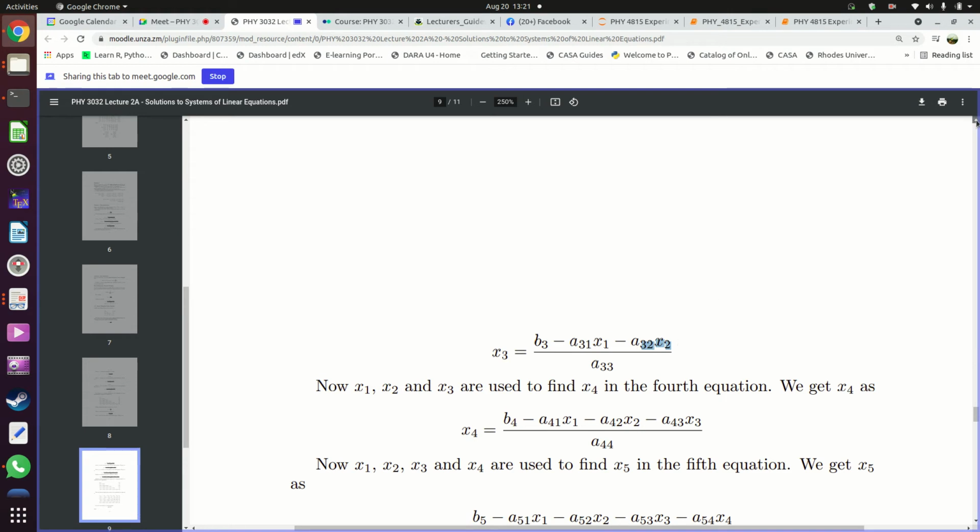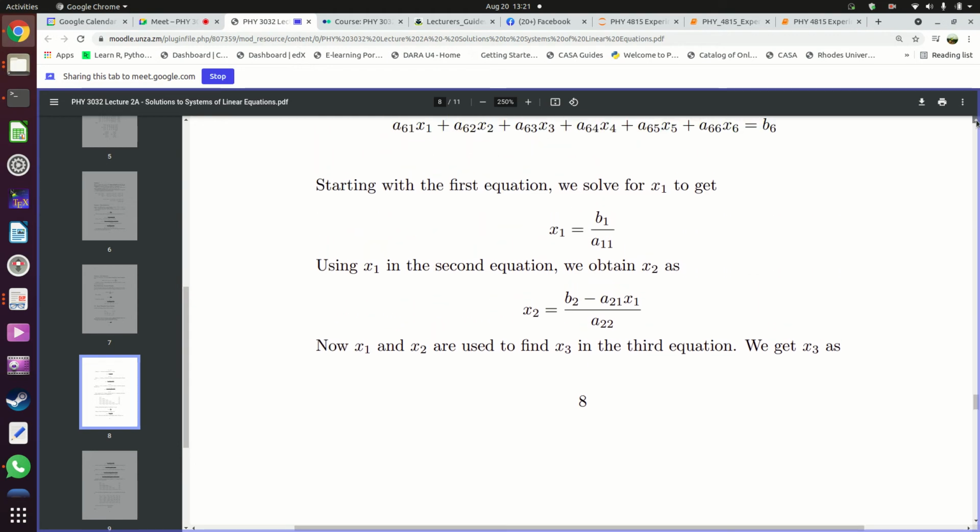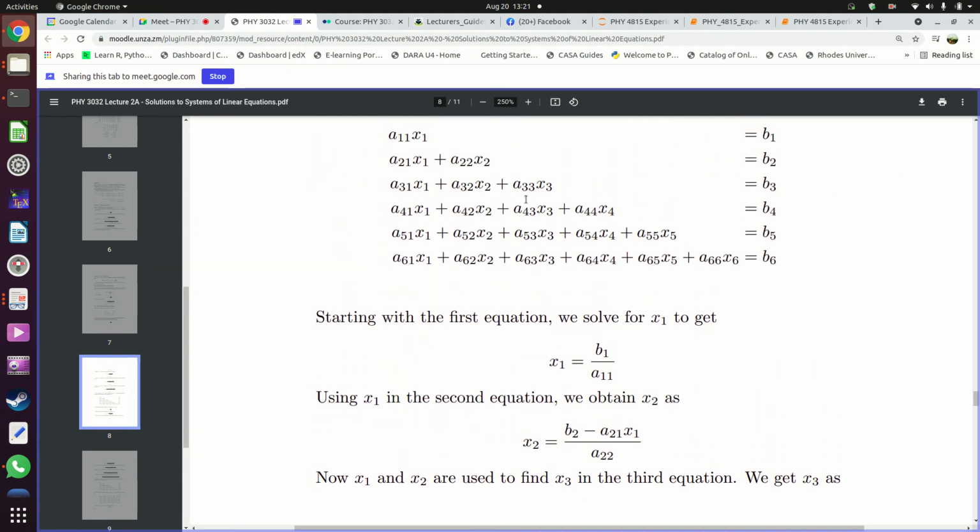Or you could just come here and say, we are working out this bit here. So we're going to get a31 x1, a32 x2. We'll take it to the other side. So you're going to end up with b3 minus a31 x1 minus a32 x2 divided by a33. So x3 equals b3 minus a31 x1 minus a32 x2 divided by a33.